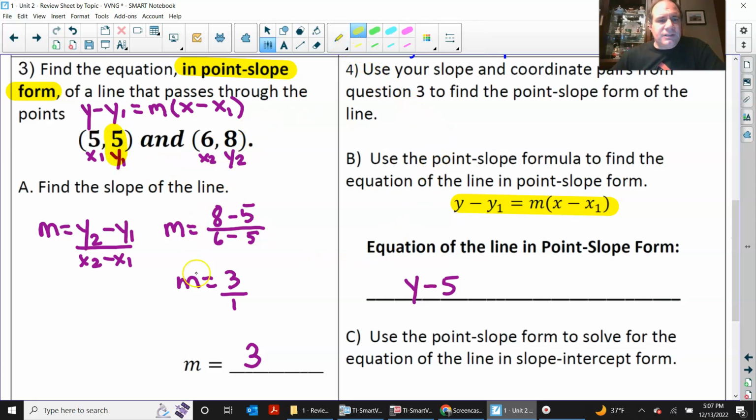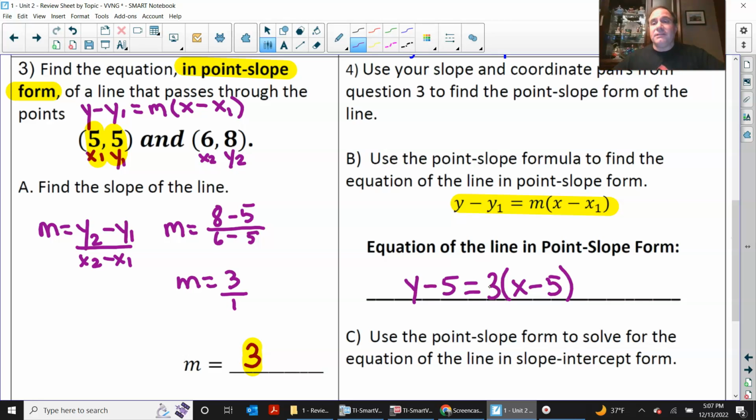Then I'm going to use this m. You see this m? Equal sign from the formula. And then m is 3. Parenthesis, x minus, and then I'm going to go back and get my x1 is 5. And I'm going to put that in. And you see what I have here? This is the equation of the line in point slope form. You don't have to do anything else.